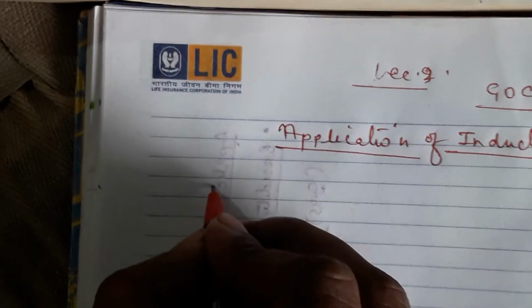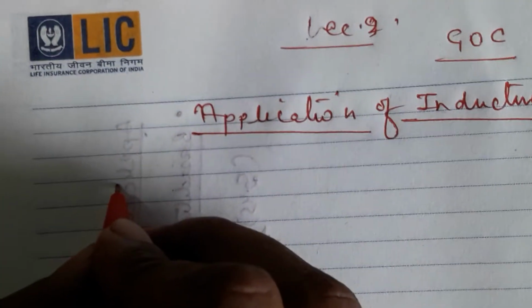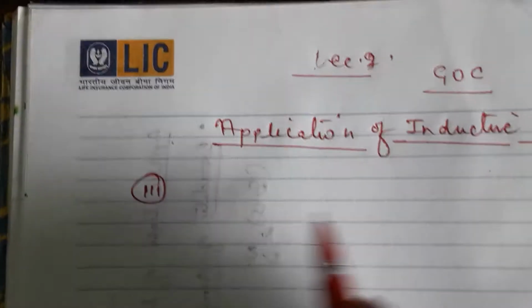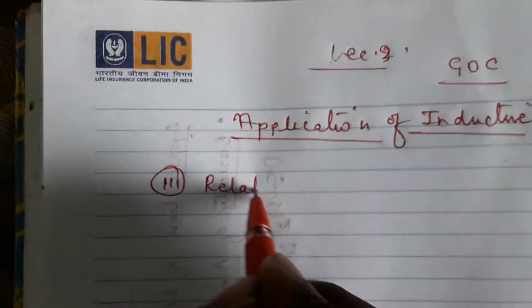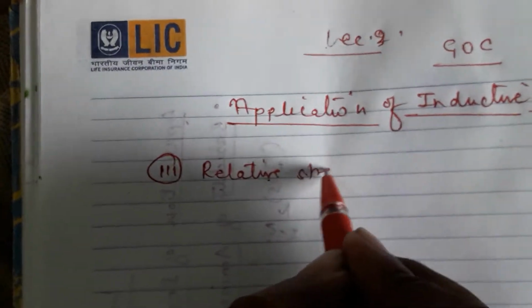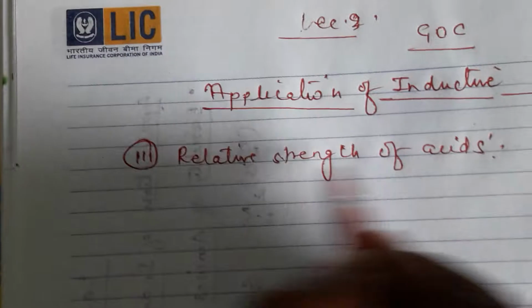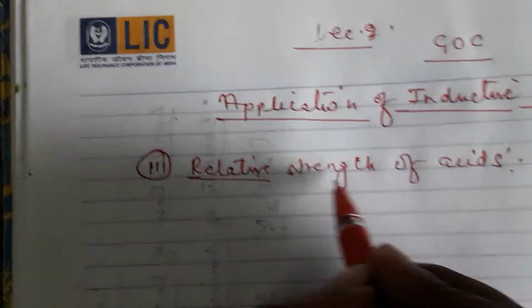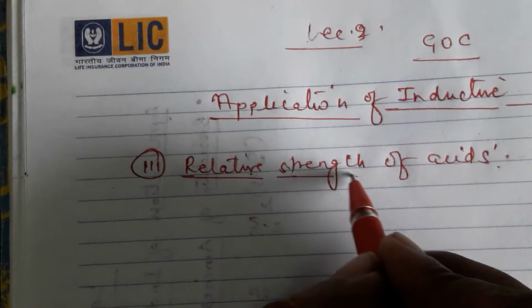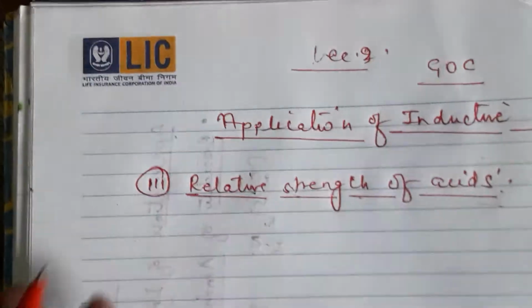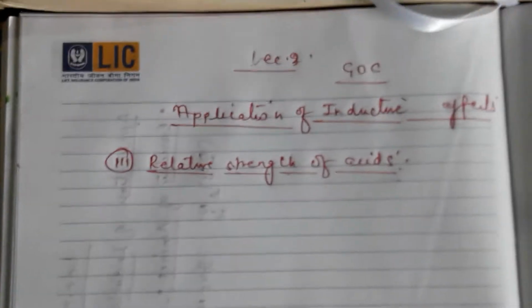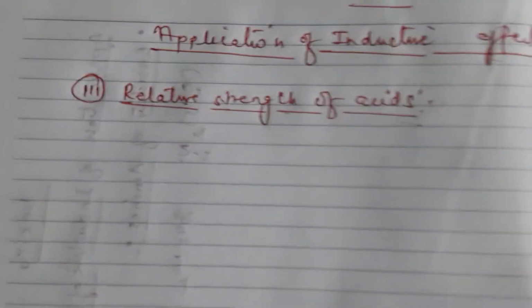Friends, I have discussed the earlier applications before. Now I am going to discuss the third application, which describes the relative strength of acids. Before this lecture I described the relative strength of alkyl halides. I will take an example to explain how you determine the relative strength of an acid.